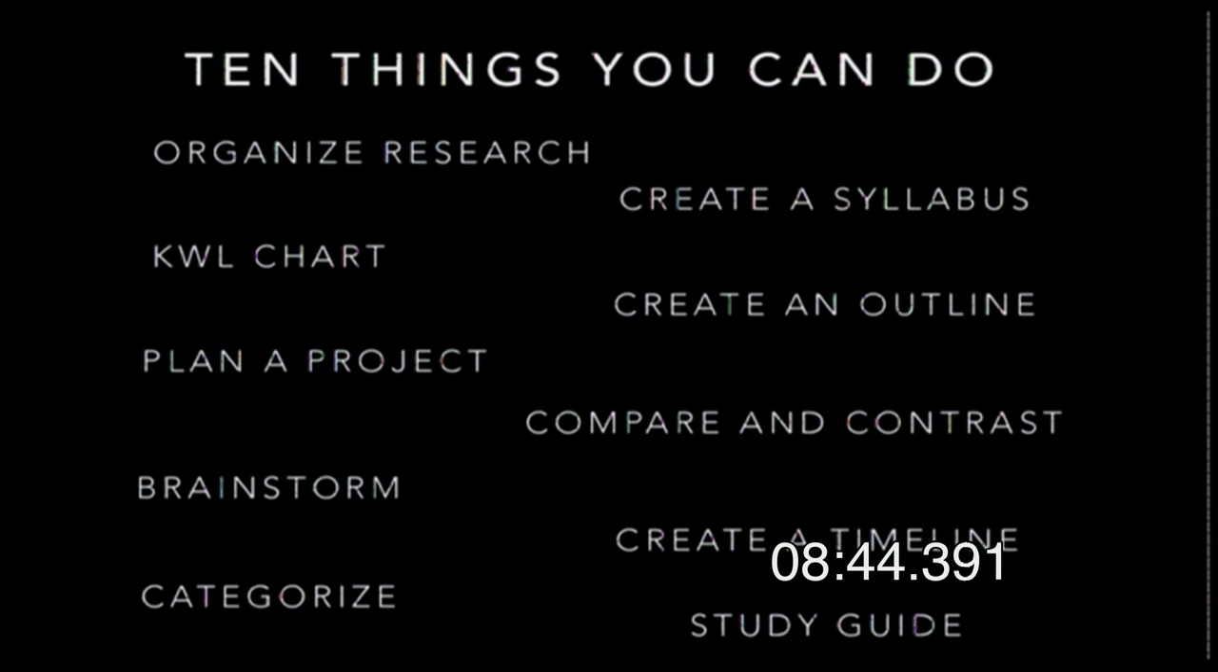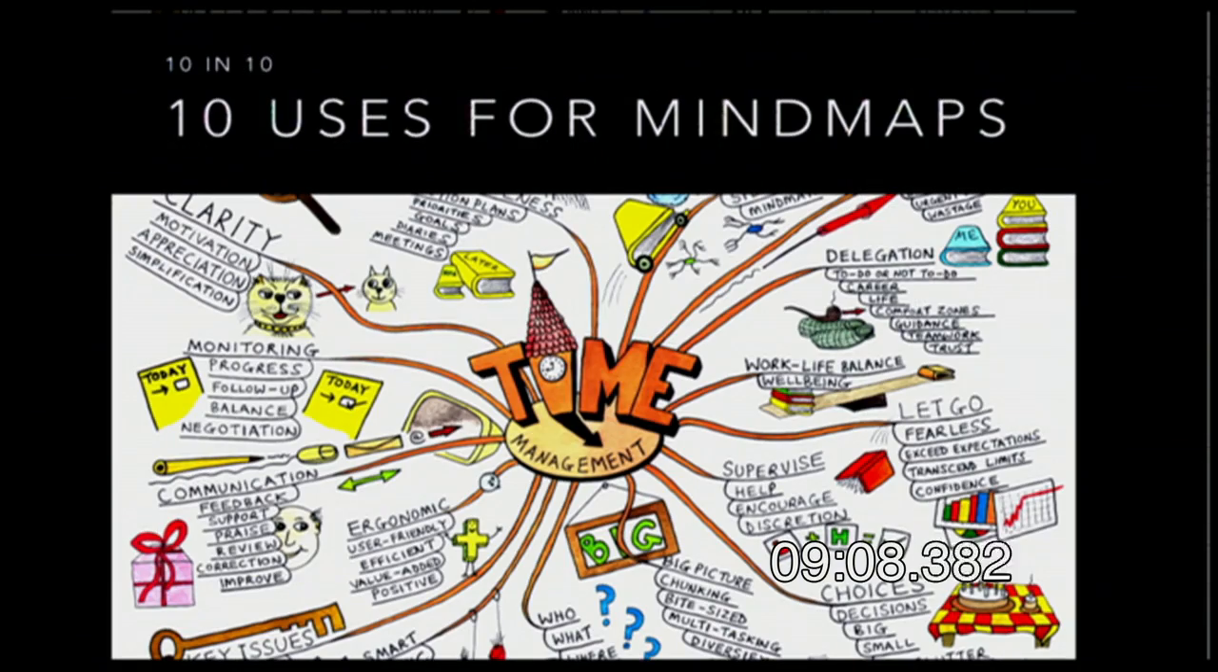It can be as simple as a science fair project, or something way more complex, like a year-long project. But it's a great way of visualizing. We can compare and contrast. We can brainstorm. We can create a timeline. We can categorize things. And we can create a study guide. Timelines, study guides, brainstorming, KWL charts, they're great ways to use mind mapping software.